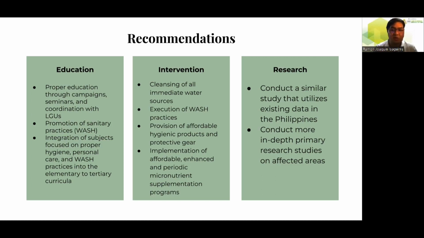As for interventions, we recommend the cleansing of all immediate water sources to communities to eliminate the source of the parasite. There's also the execution of WASH practices to again help them prevent themselves from contracting the disease. There's also the provision of affordable hygienic products and protective gear to the affected communities to aid the communities in preventing themselves from obtaining the parasite. And there's the implementation of affordable, enhanced, and periodic micronutrient supplementation programs to at least curb the effects of the micronutrient deficiency that occurs with the infections.